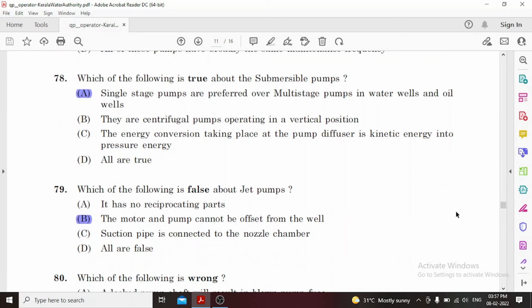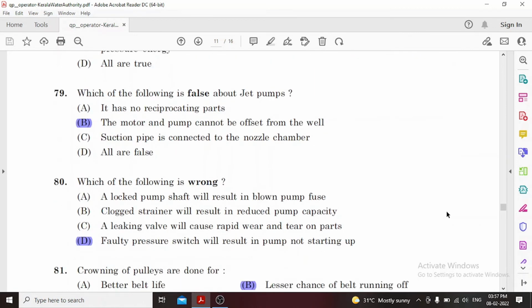79. Which of the following is false about jet pumps? The motor and pump cannot be offset from the well. Option B, the motor and pump cannot be offset from the well. 80. Which of the following is wrong? Faulty pressure switch will result in pump not starting up. Option D, faulty pressure switch will result in pump not starting up.